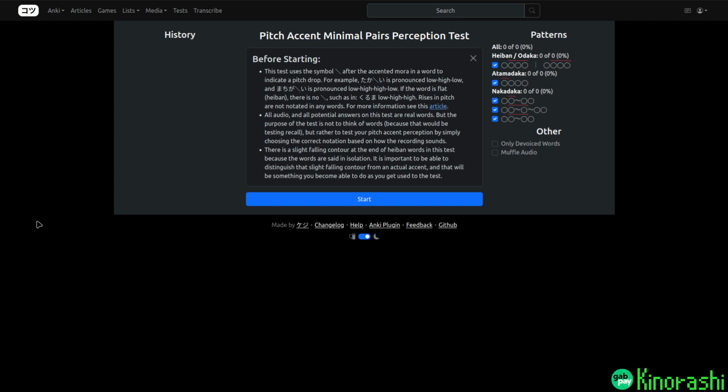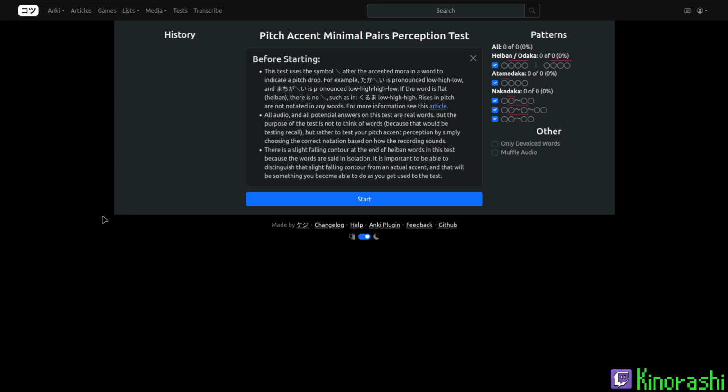Atamadaka: high, then low, the rest. Nakadaka: low, high, low. But it goes to low during the word.